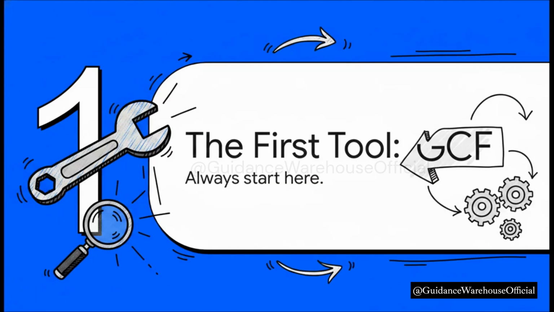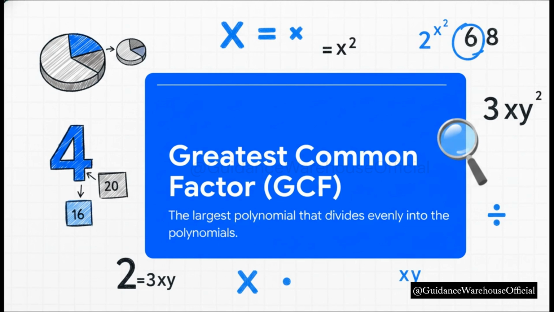Okay, the very first tool you should grab from your toolbox every single time, no exceptions, is the GCF. That stands for the greatest common factor. Seriously, whatever polynomial you're looking at, your first thought should always be, is there a GCF I can factor out? So what is a GCF exactly? Well, you know how the greatest common factor of, say, 16 and 20 is 4? It's the same idea, but for polynomials. It's the biggest, most comprehensive chunk, numbers and variables, that can divide evenly into every single term of your expression.